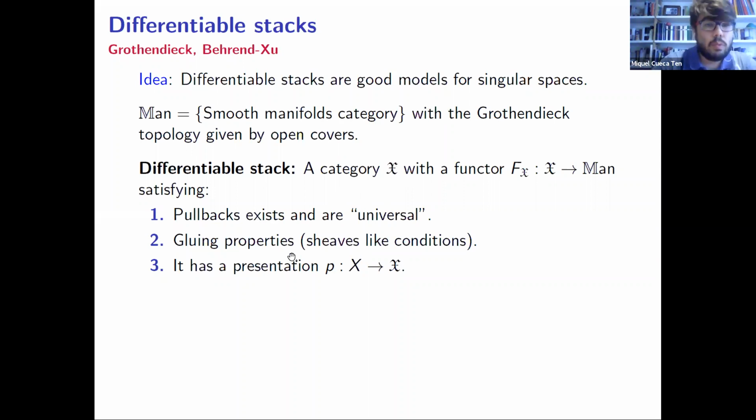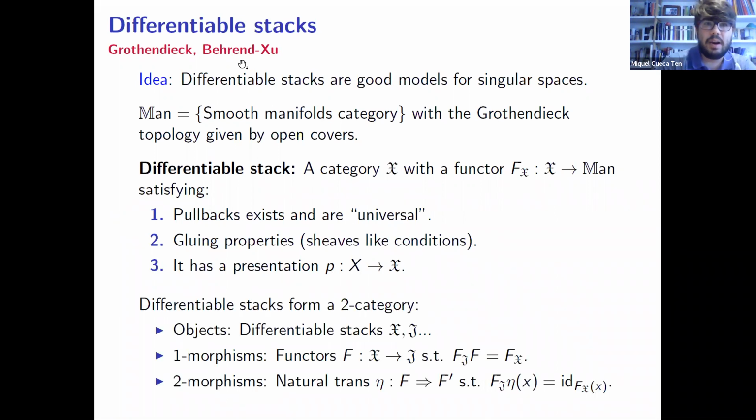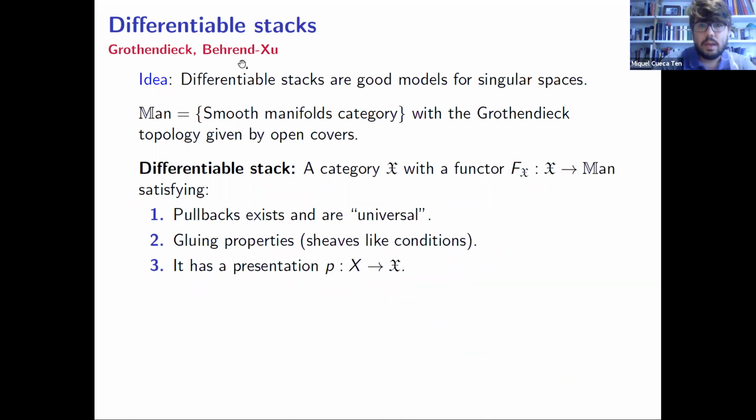And then we also require that this category have a presentation. So I think that this is the usual definition of what a differentiable stack is, and you can find it in many places, but for example, Behrend-Xu is a good reference. And what I want to say is that basically the idea that you can take is that a differentiable stack is just a category with some good properties attached to it.